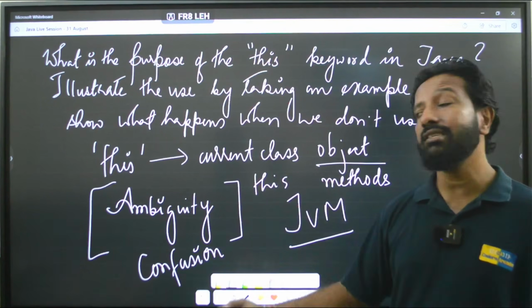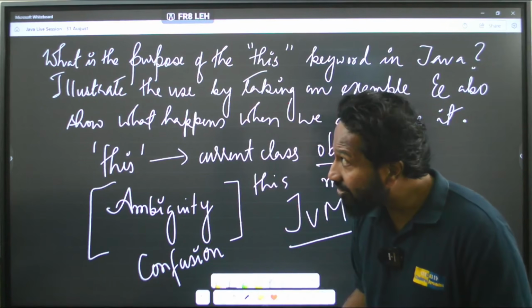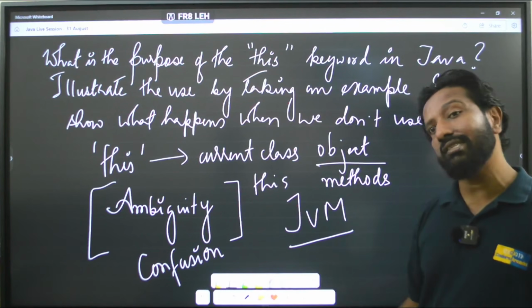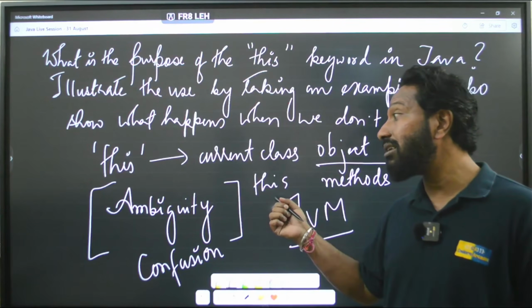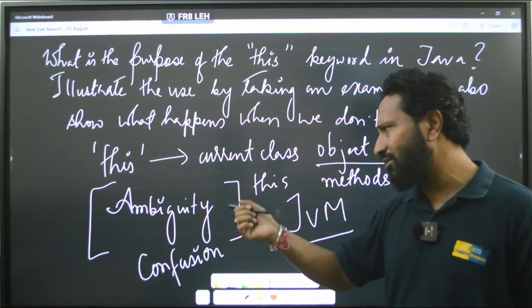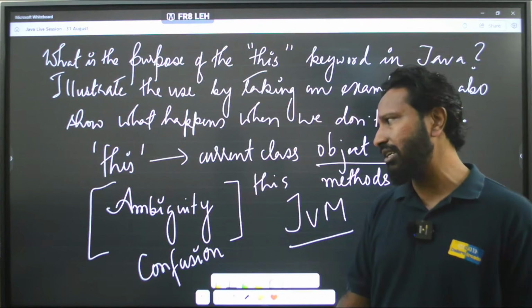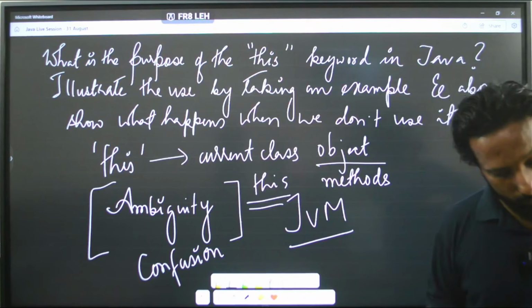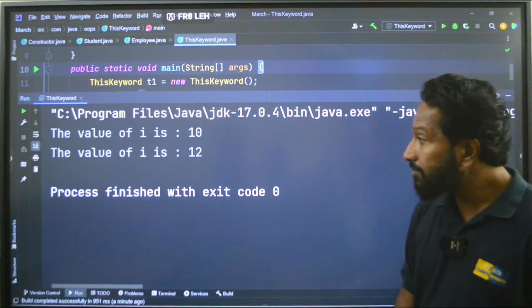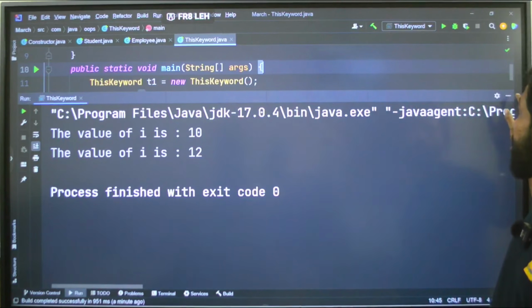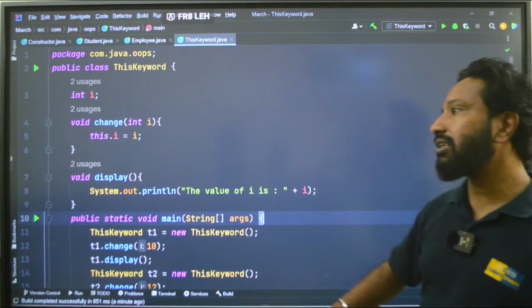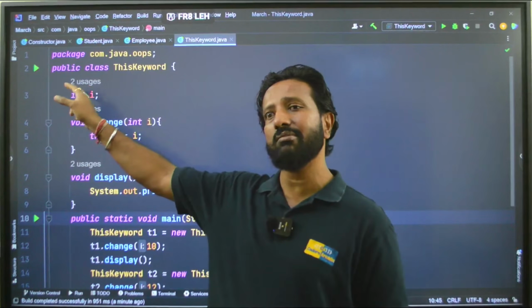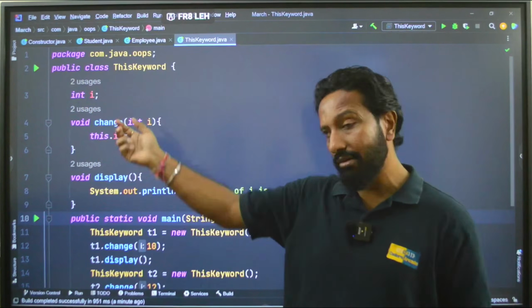Got it? Guys, this was a very important concept which is very frequently asked in interviews, and people tend to ignore it. They go to some other very important concepts and they say this is not at all important. Now, I guess you have seen the importance of this keyword, right? Got it? So, this is how it works. This keyword refers to the current class instance variable. It can be the object also, it can be the methods also.